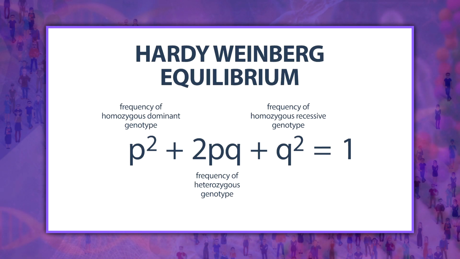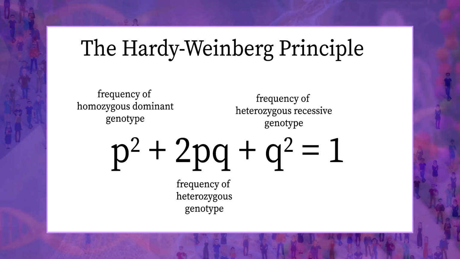Based on the idealized conditions, Hardy and Weinberg developed an equation for predicting genetic outcomes in a non-evolving population over time. This equation is p squared plus 2pq plus q squared equals 1, also known as the Hardy-Weinberg equilibrium equation. It is useful for comparing change in genotype frequencies in a population with the expected outcomes of a population at genetic equilibrium.